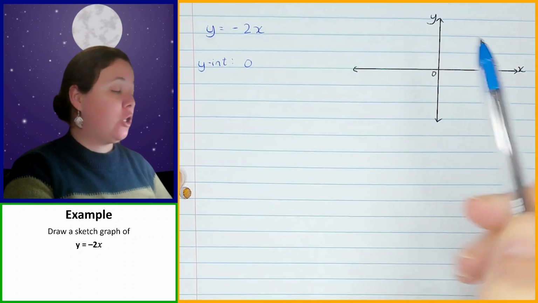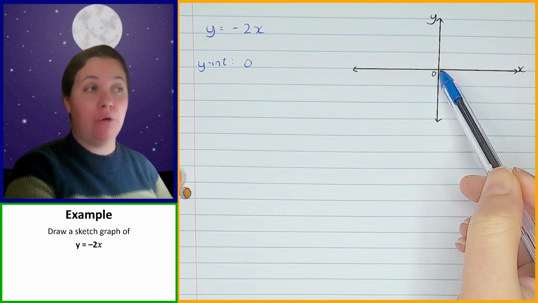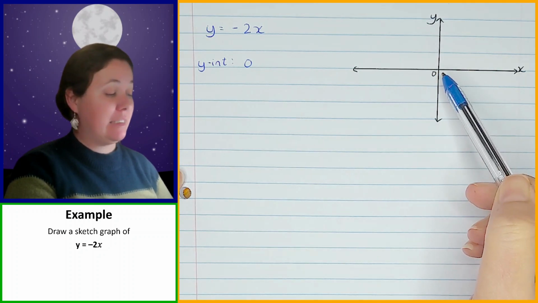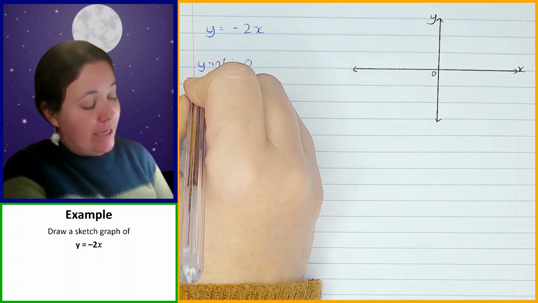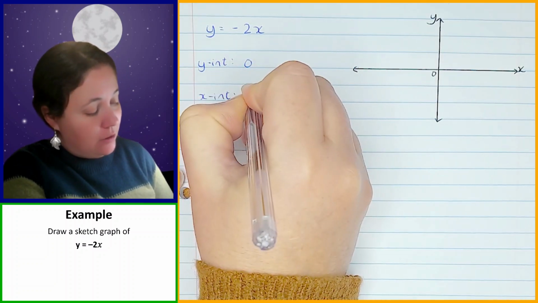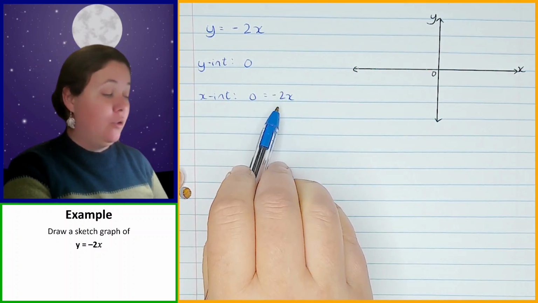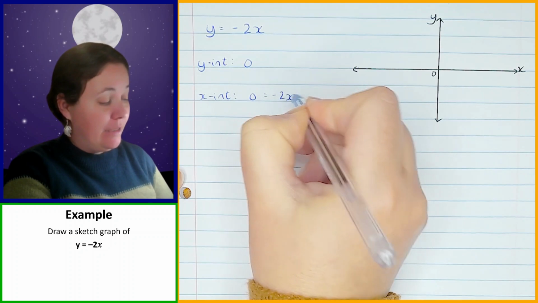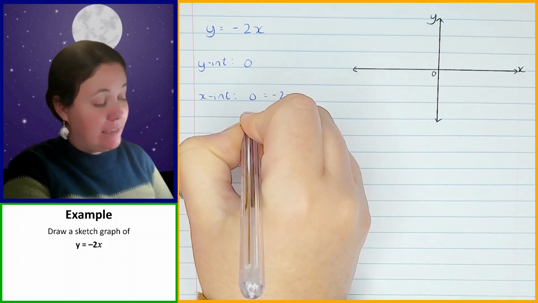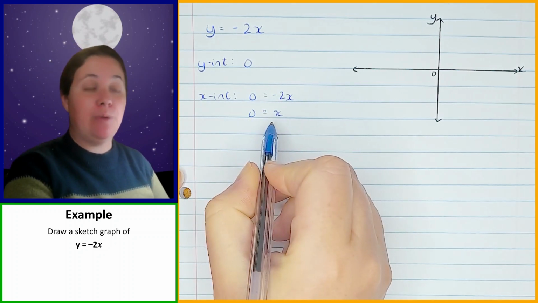But now, because the graph is intersecting through 0 on the y-axis, it means it's also going to intersect through 0 on the x-axis as well. So if we try and find our x-intercept, we're going to have 0 equal to negative 2x. In order to get x on its own, I need to divide by the negative 2, and 0 divided by negative 2 stays 0. So therefore, x is equal to 0. So our x-intercept is going to be 0 as well.